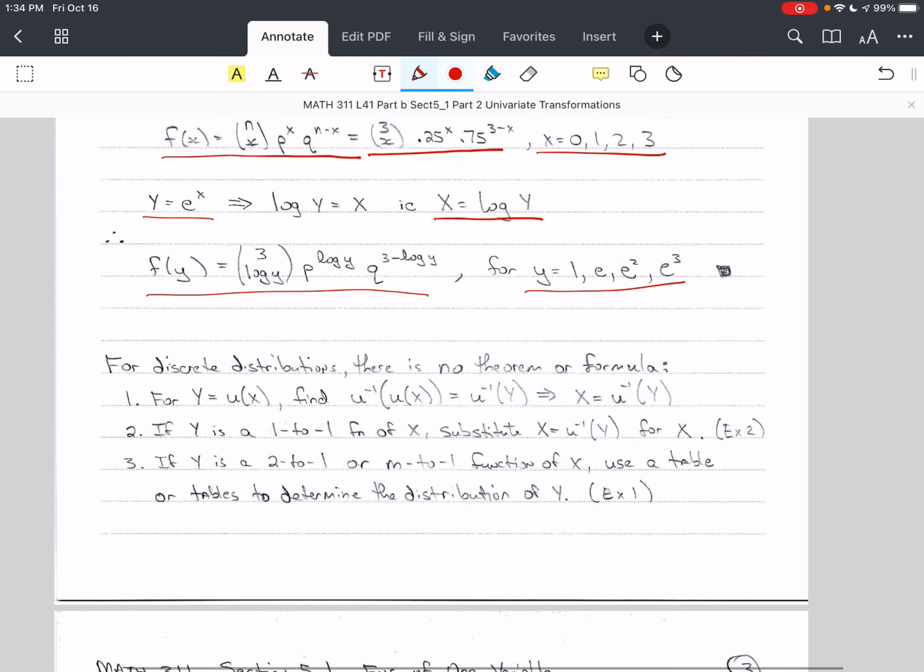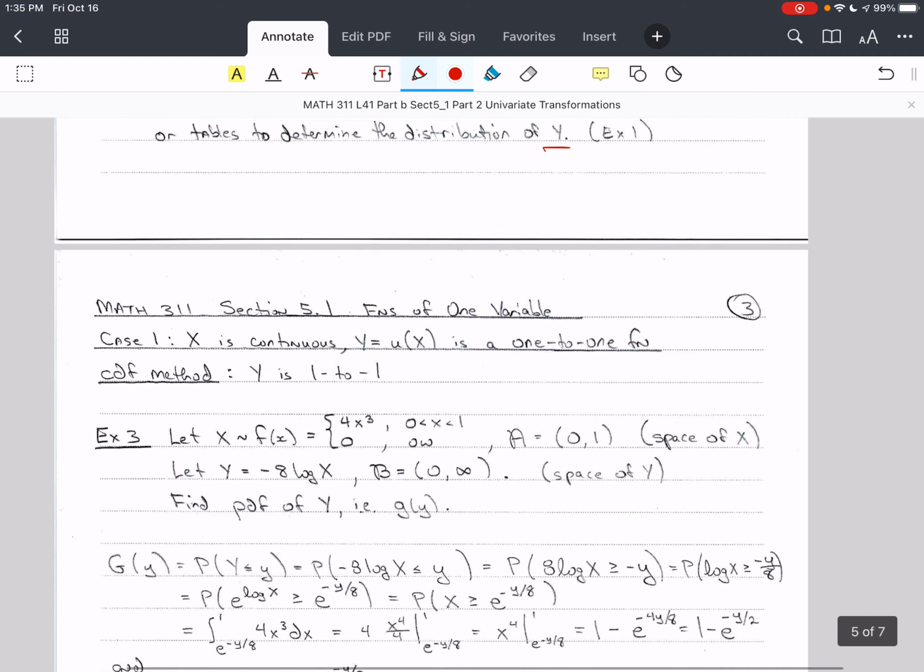Okay? So for discrete distributions, there is no theorem or general formula. For y equals u of x, we're going to find the inverse of u of x. And so we're going to end up with x equals the inverse of y, function of y. And if y is a 1-to-1 function, we simply substitute x equals the u inverse of y for every value of x, and that was in example 2. If y is a 2-to-1, m-to-1 function, then we need to use a table or tables and determine the distribution of y as we did in example 1.